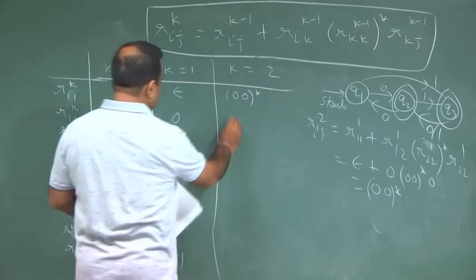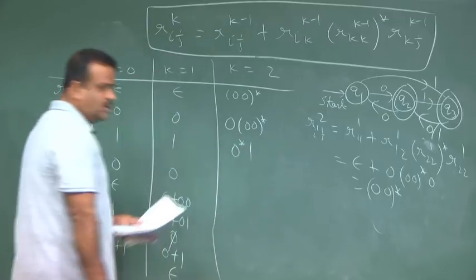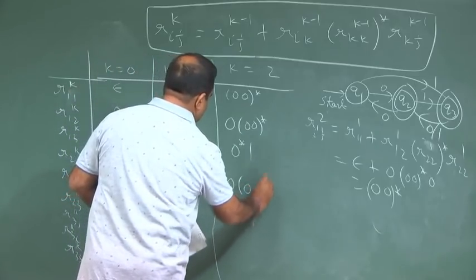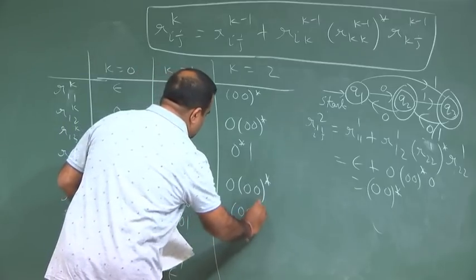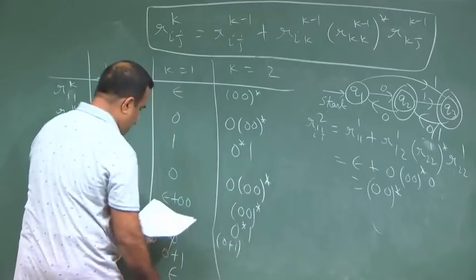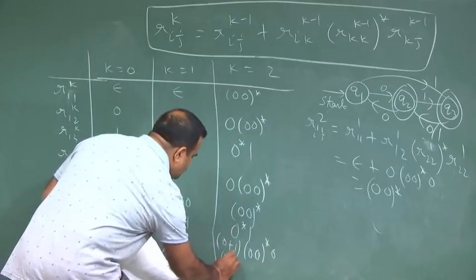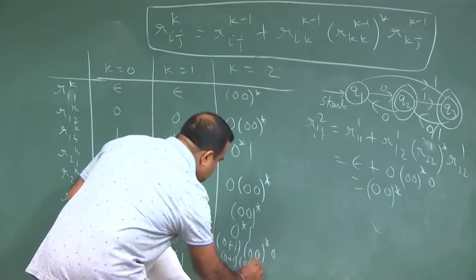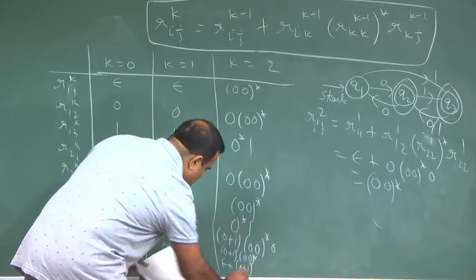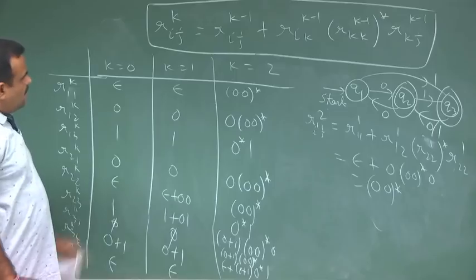Similarly, here also we can compute 0 0 star. This we have to work out: 0 star 1 0 0 0 star, then 0 0 star 0 star 1, then 0 plus 1 0 0 star 0, then 0 plus 1 0 0 star, the last one is epsilon plus 0 plus 1 0 star 1. Okay, so this is up to k is equal to 2.